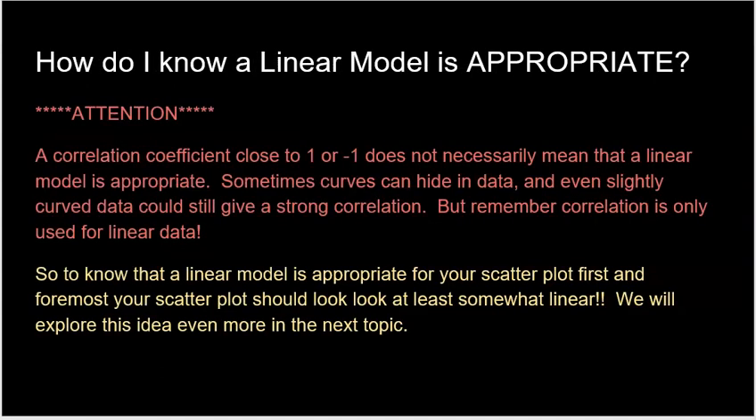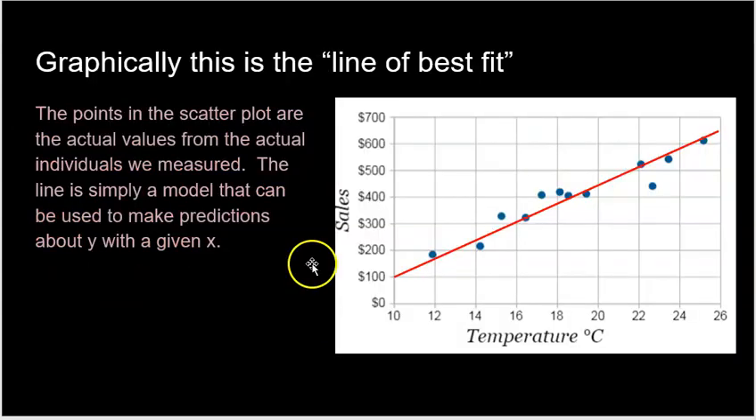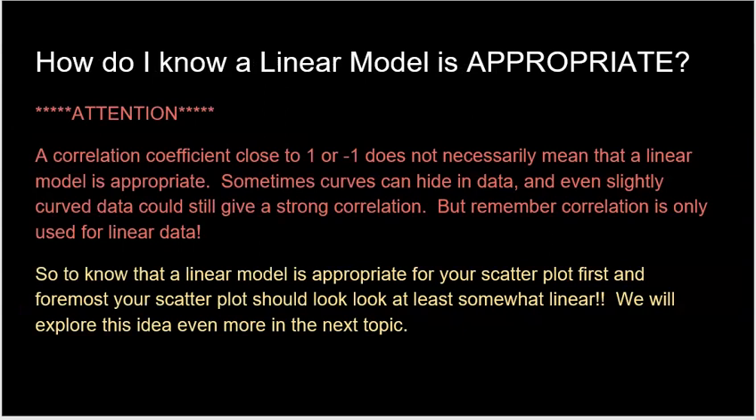All right, so how do I know a linear model is appropriate? This is super important. If we go back to the scatter plot for one second, how do I know that making a line is the appropriate thing to do? Well, this is where we get correlation, right? A correlation coefficient close to 1 or -1 does not simply mean that a linear model is appropriate. Sometimes curves can hide in data, and even slightly curved data could still give a strong correlation. But remember, correlation is only used for linear data.